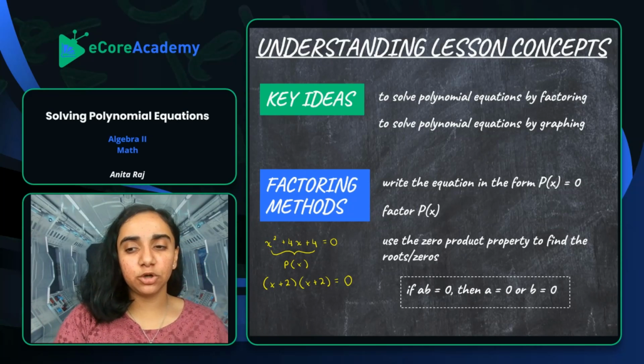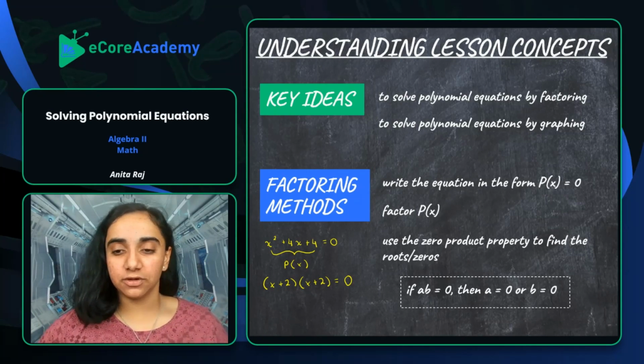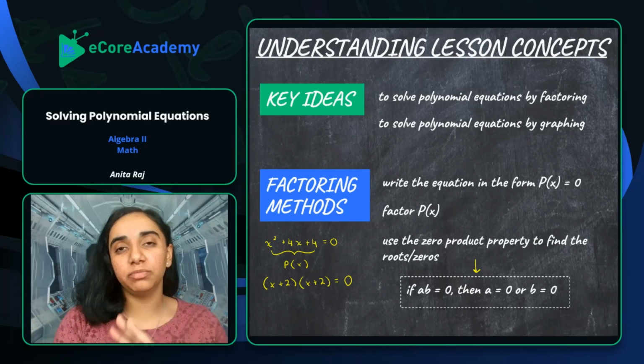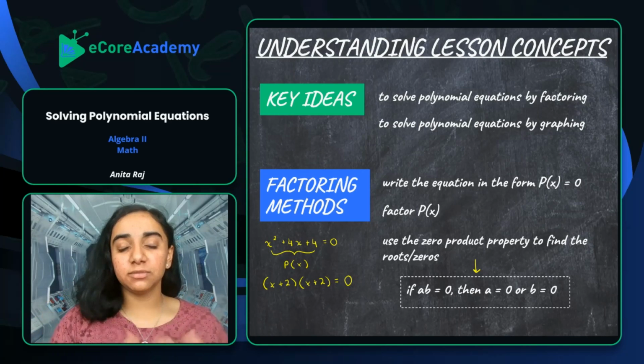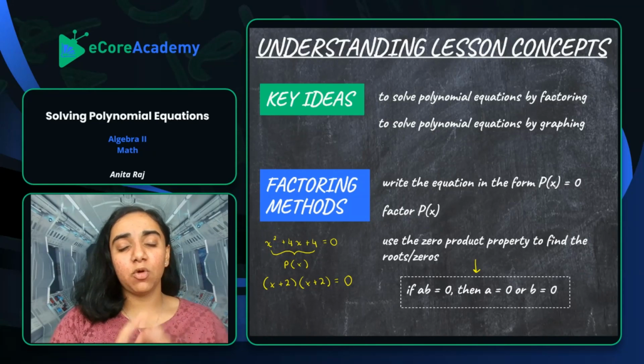And then you want to use the zero product property to find the roots or zeros. The zero product property, I actually wrote it down here. It's defined as: if a times b is equal to 0, then a has to be equal to 0 or b has to be equal to 0. Remember, whenever a number is multiplied by 0, the product is going to be 0. So if we have 2 numbers a, b times each other, at least one of them has to be 0. So a or b, or maybe even both of them, has to be equal to 0.